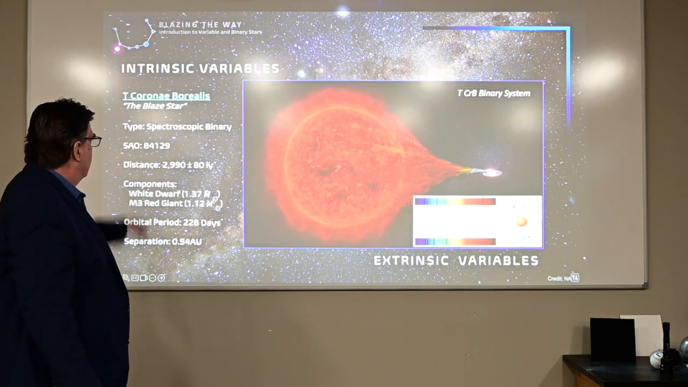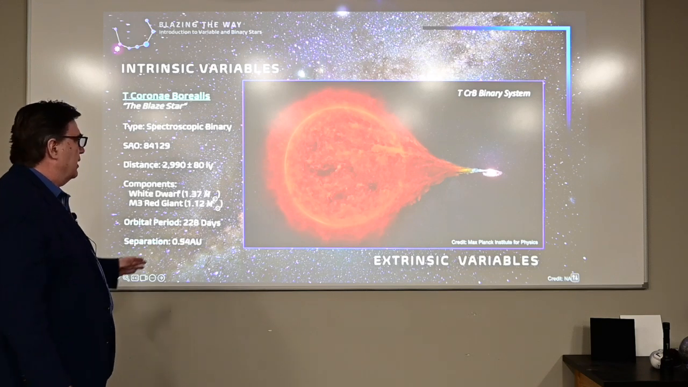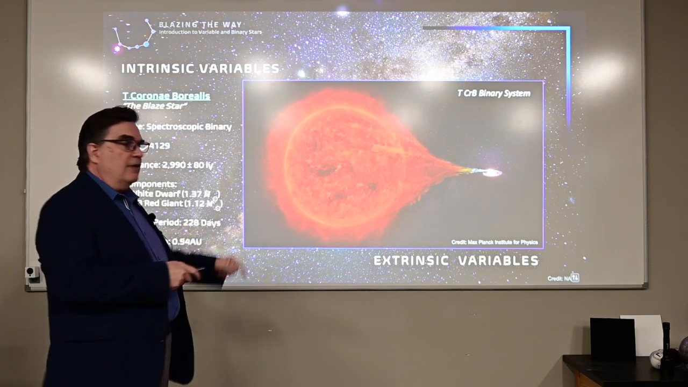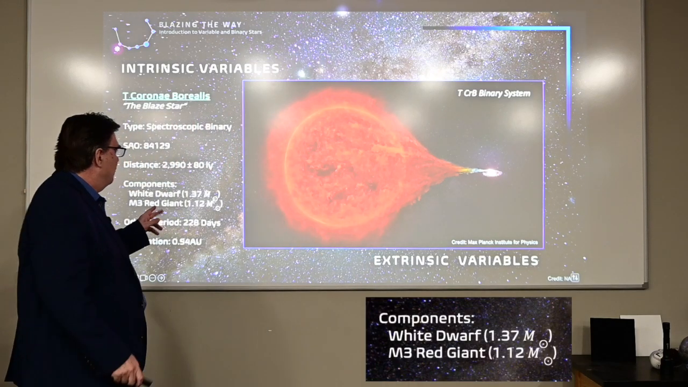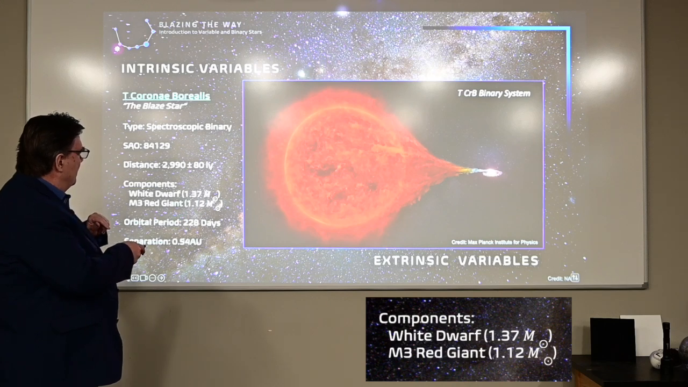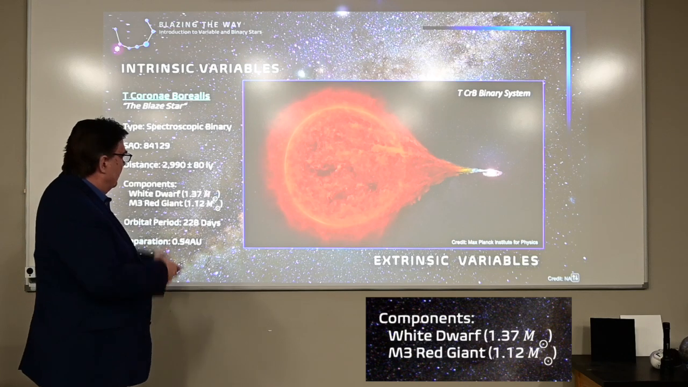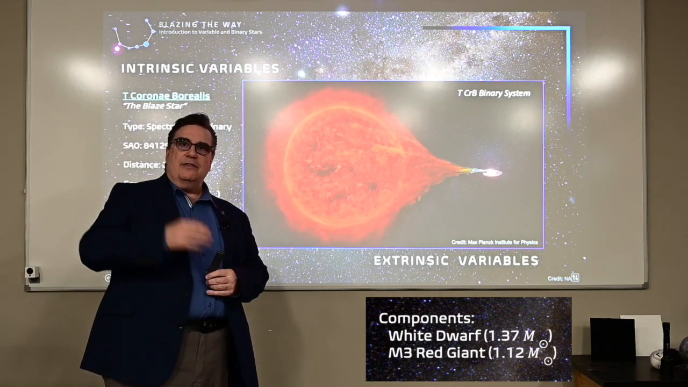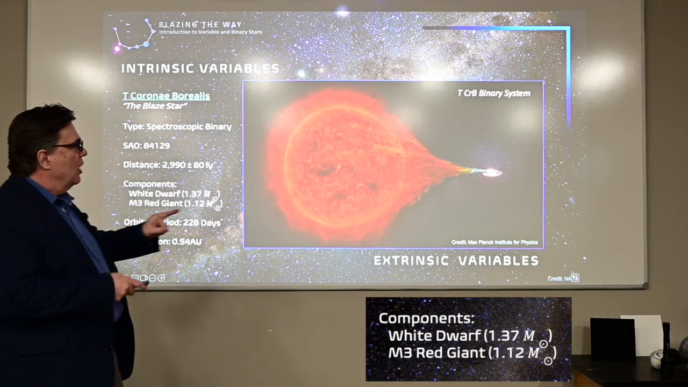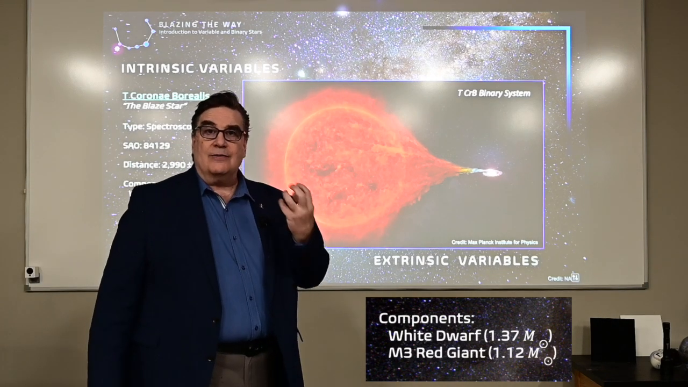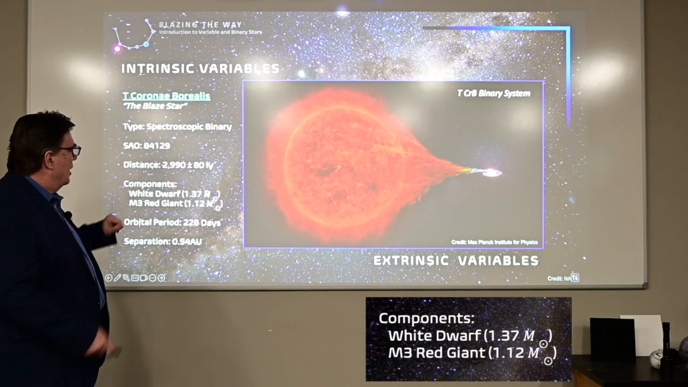This particular system is about 3,000 light years away from us. It's made up of two bodies, a white dwarf. This is about the size of the Earth, believe it or not, and it has a mass of 1.37. This M here is for mass, and then the little circle with the dot in the middle represents our own sun. So this is solar masses, 1.37 times the mass of our own sun within a region the size of the Earth. The second star in this pair is an M3 red giant.